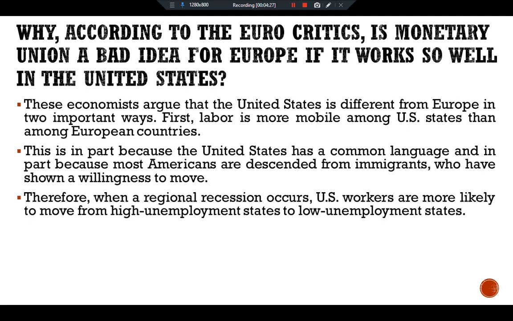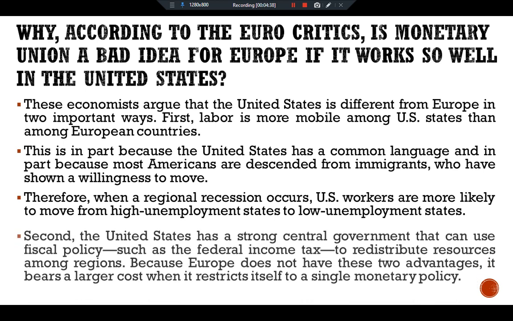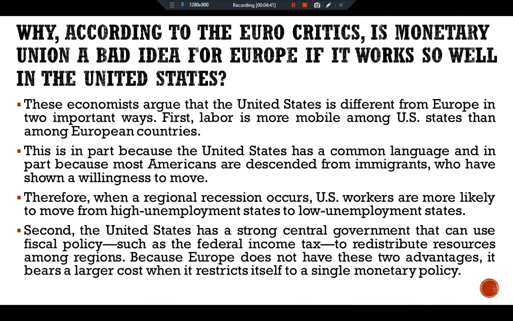Therefore, when a regional recession occurs, US workers are more likely to move from high unemployment states to low unemployment states. Second, the United States has a strong central government that can use fiscal policies such as the federal income tax to redistribute resources among regions. Because Europe does not have these two advantages, it bears a larger cost when it restricts itself to a single monetary policy.